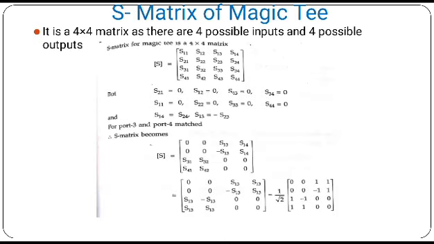So this is the S 4 cross 4 matrix. So 4 possible inputs. So S matrix is 4 cross 4. So assuming all the conditions, you will get S matrix equal to 0 0 S13 S14, 0 0 minus S13 S14, S31 S32 0 0, S41 S42 0 0. And substituting the value of S13 you will get 1 by root 2 times 0 0 1 1, 0 0 1 minus 1, 1 1 0 0, 1 minus 1 0 0.